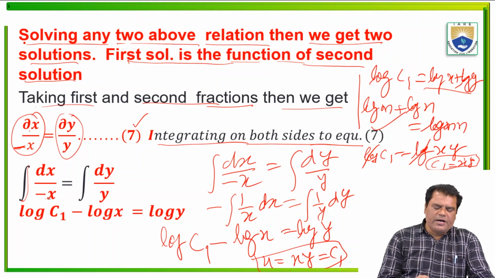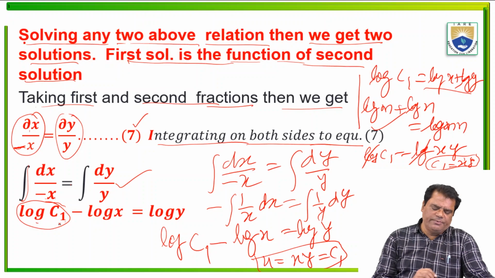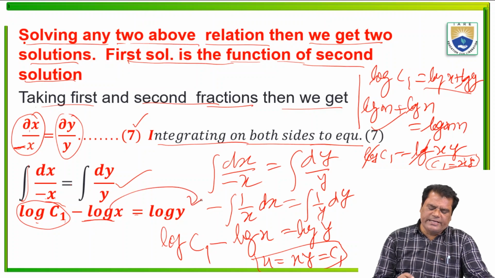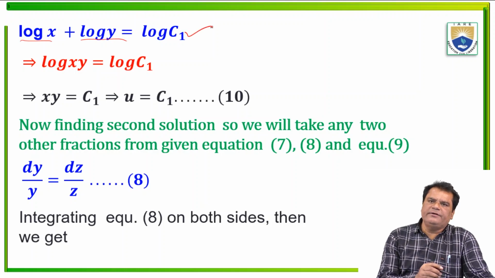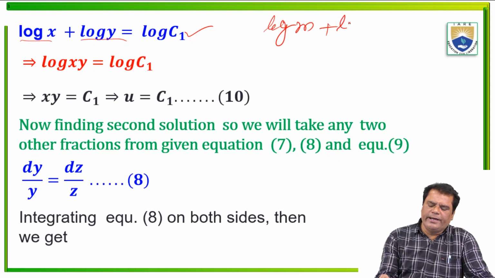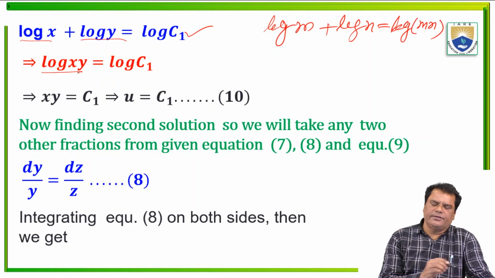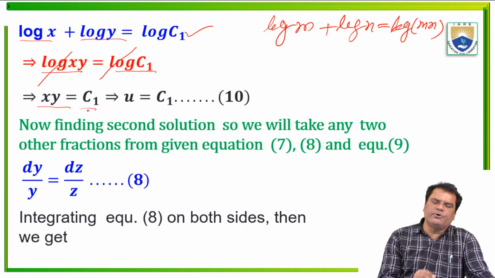So we write dx upon minus x equal to dy upon y. Integration of this, with an arbitrary constant, gives log c1 minus log x equal to log y. Taking log x to this side, we write log x plus log y equal to log c1. Here apply the formula log m plus log n equal to log mn. So here log xy equals log c1. Log cancels out. We get xy equal to c1.